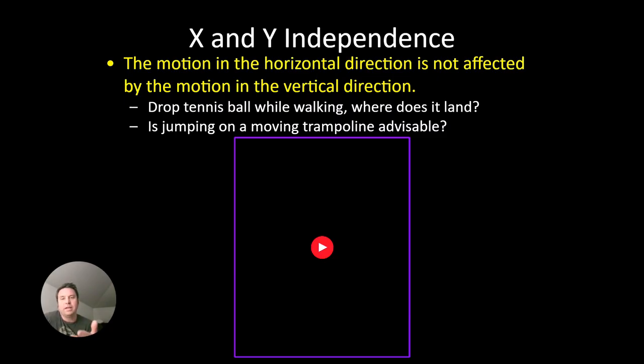If you want to try it, drop anything while walking across the room. It lands right at your feet because it maintains the forward velocity. You're driving in your car and you drop something, it just lands at your feet. It doesn't fly to the back of the car just because you're going 60 miles an hour.